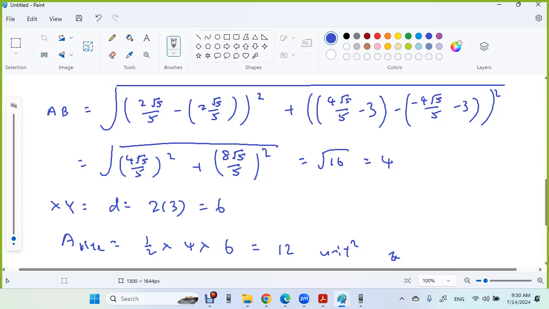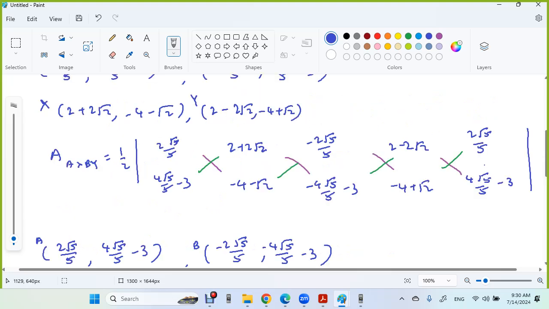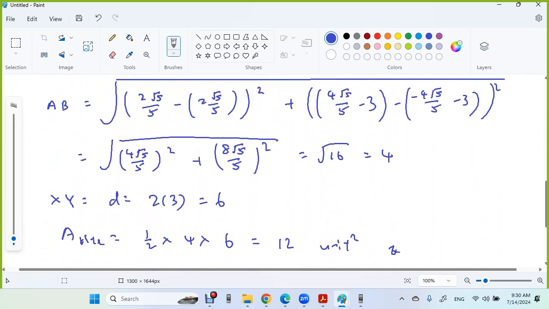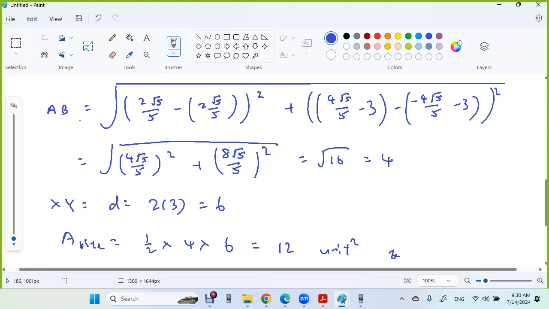Okay, so just now if we expand this one, then it will be 12. But the steps will not be easy to do. So it's easier, you find AB, XY, and then the area of the kite will be half times diagonal 1 times diagonal 2. So we know that the area of a kite is half times diagonal 1 times diagonal 2.